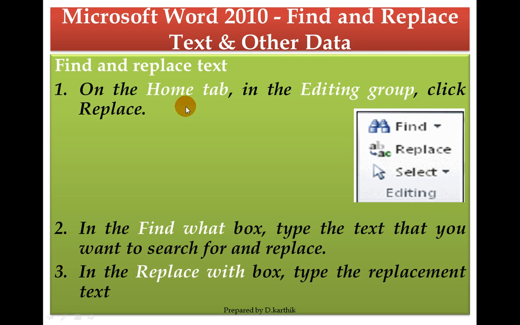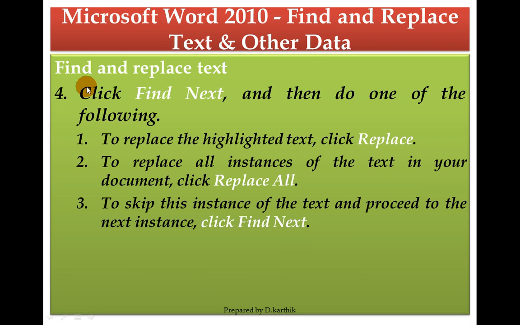And find and replace a text. Whenever you want to replace a text with the existing text, use this option. On the Home tab, in the Editing group, click Replace. Here is the option called Replace. In the Find What box, type the text that you want to search for or replace. In the Replace With box, type the replacement text and click Find Next, and then do one of the following. To replace the highlighted text, click Replace. To replace all instances of the text in your document, click Replace All. To skip this instance of the text and proceed to the next instance, click Find Next.